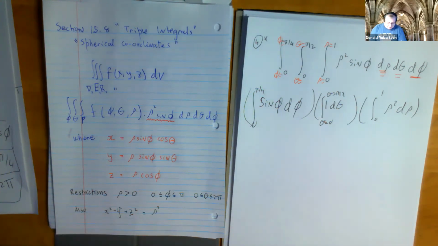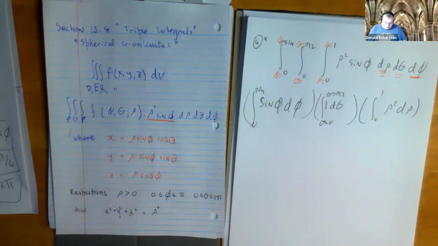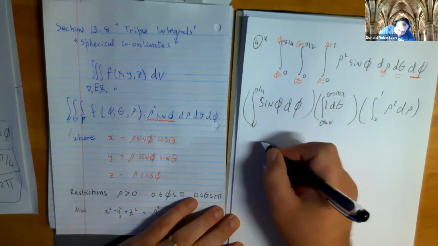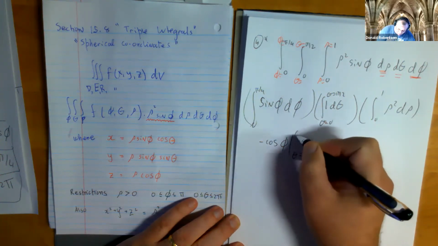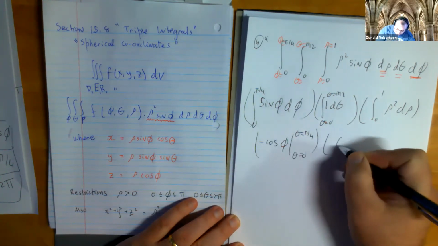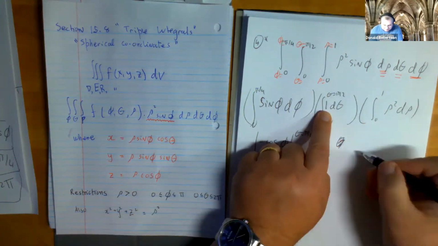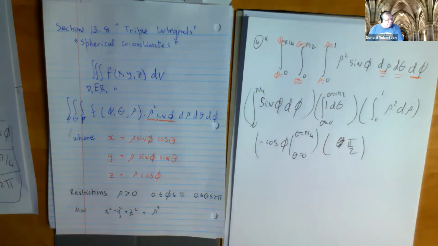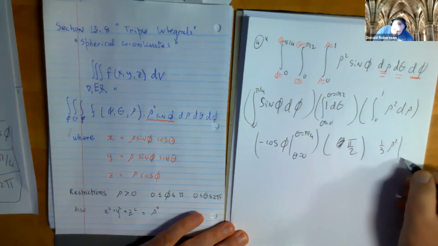I guess I should finish this one. I probably won't do most of these questions to the end, but just because this is the first one. If you integrate this, you get negative cosine phi from phi equals 0 to phi equals pi upon 4. For this middle one, since that's 1, can't I just tell you the answer's pi upon 2? It's pretty obvious why that is. And this one is 1/3 rho cubed from rho equals 0 to rho equals 1.